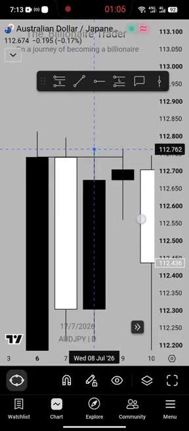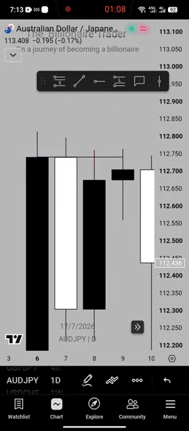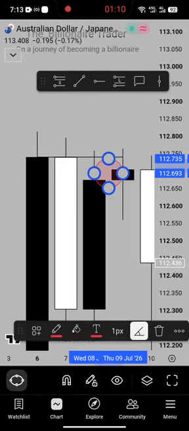This particular week, it is a rejection. Price did not close above it. So that's why it is.